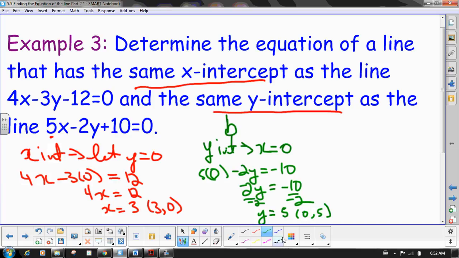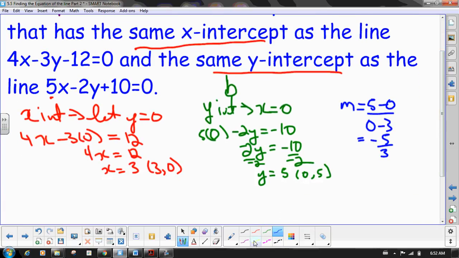I need to know what m is. So how do we find m? I have two coordinates. So I'm going to do 5 minus 0 over 0 minus 3. So I get negative 5 over 3 as my slope. I know my y-intercept. I'm ready to go. So therefore, y equals negative 5 over 3 x plus 5.